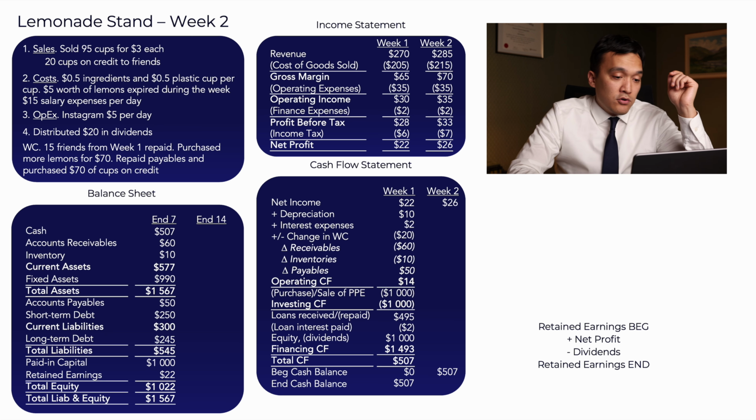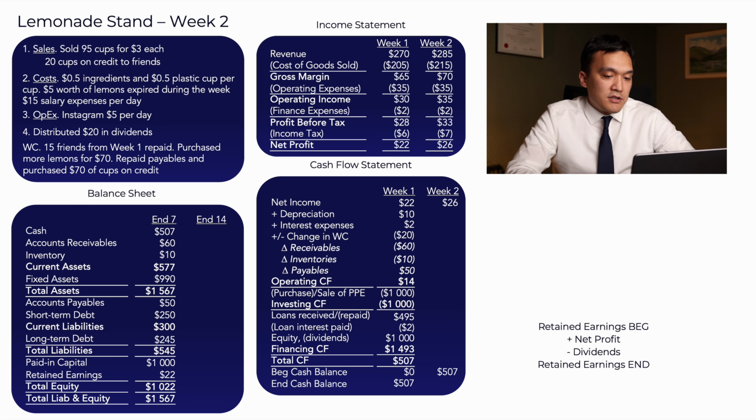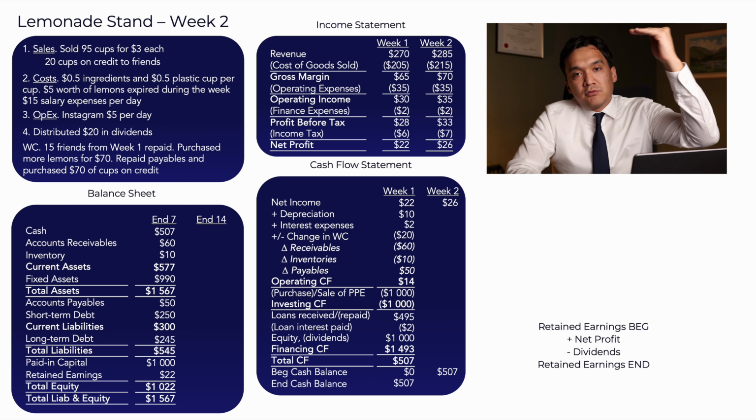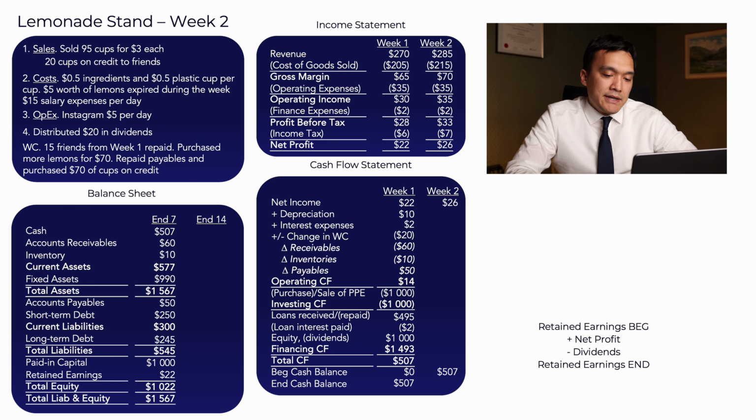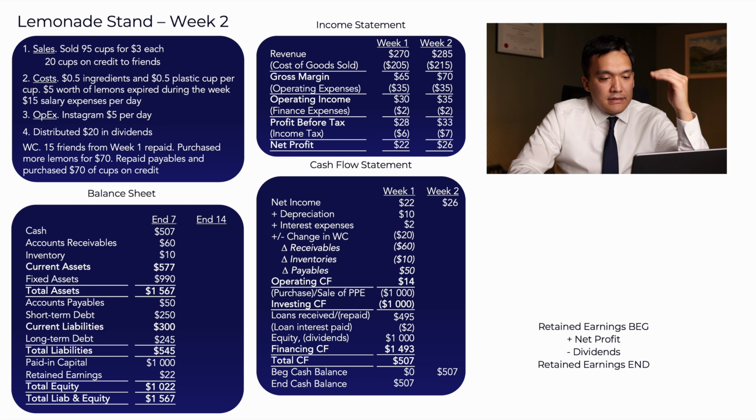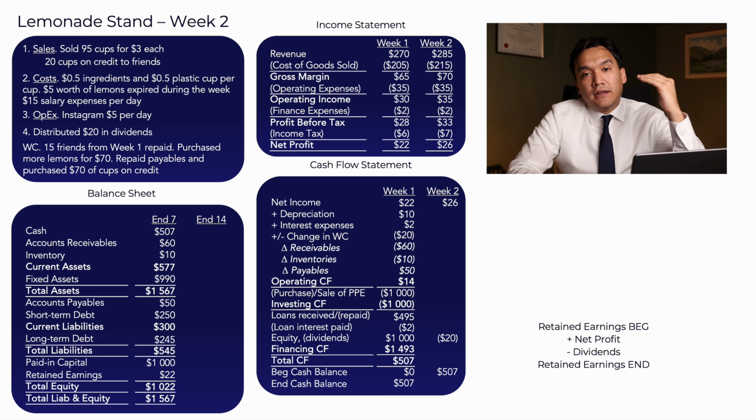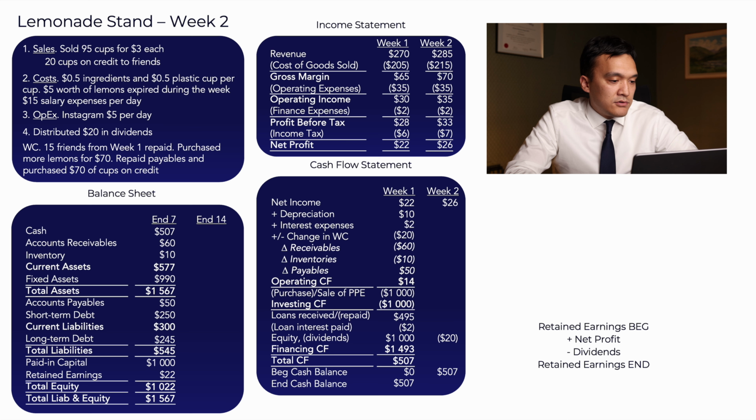And again, our net profit goes directly to net income on the cash flow statement and to the retained earnings on the balance sheet. But what is retained earnings? Retained earnings is increasing by the net profit and is decreasing by dividends paid. So we had $22 at the beginning of the period, plus $26 of net profit and minus dividends of $20 during the period. We have retained earnings of $28 at the end of week 2. Our paid-in capital remains unchanged at $1,000.